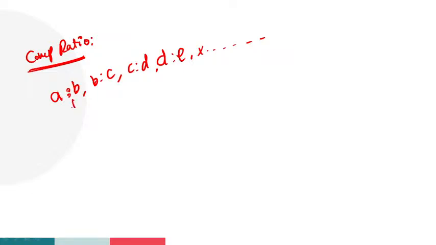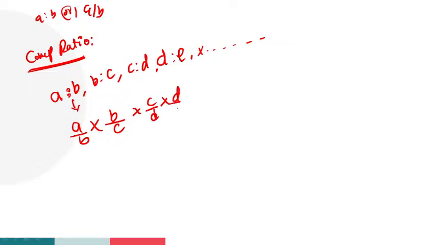A is to B can be written as A by B. Already you know, guys, A is to B or A by B is the same, right? A is to B can be written as A by B into, so B is to C can be written as B by C into C by D into D by E into and so on, guys.